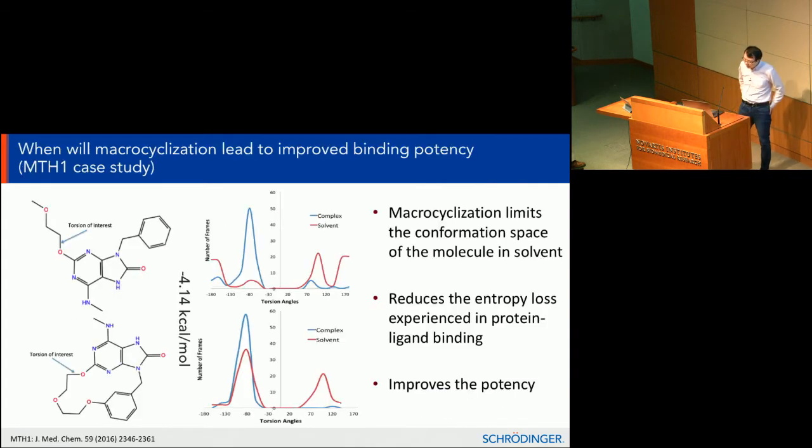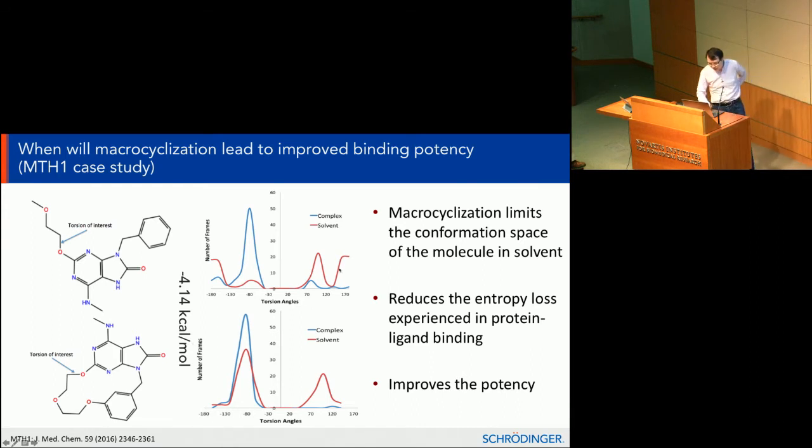And very importantly, in addition to numerical agreement with experiment for the predicted binding affinity change, from simulations we can also give physical insight as to when and why macrocyclization can improve the binding potency. So here's the MTH1 example I mentioned earlier. Here, cyclizing the linear molecule into the cycle increased binding potency by about 4 kcal/mol. And we can explain where this 4 kcal/mol comes from.